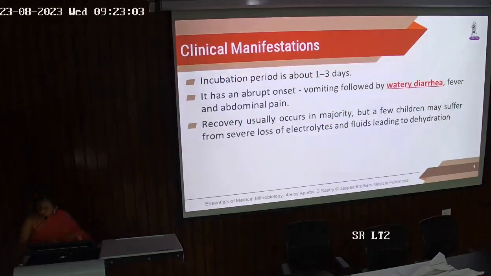Incubation period is short. It is just 1 to 3 days. It has an abrupt onset vomiting followed by watery diarrhea, fever and abdominal pain. Recovery usually occurs in majority, but a few children may suffer from severe loss of electrolytes and fluids leading to dehydration. So as I told you before even starting my lecture, the main modality of treatment is taking care of hydration.